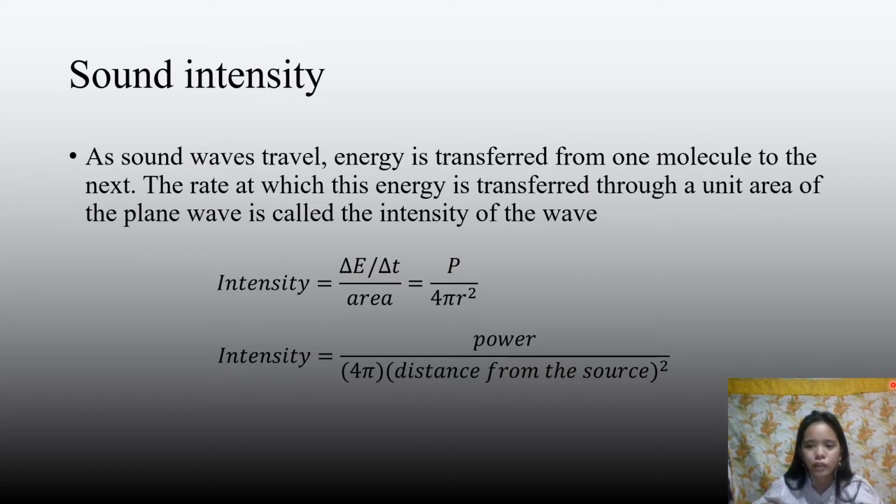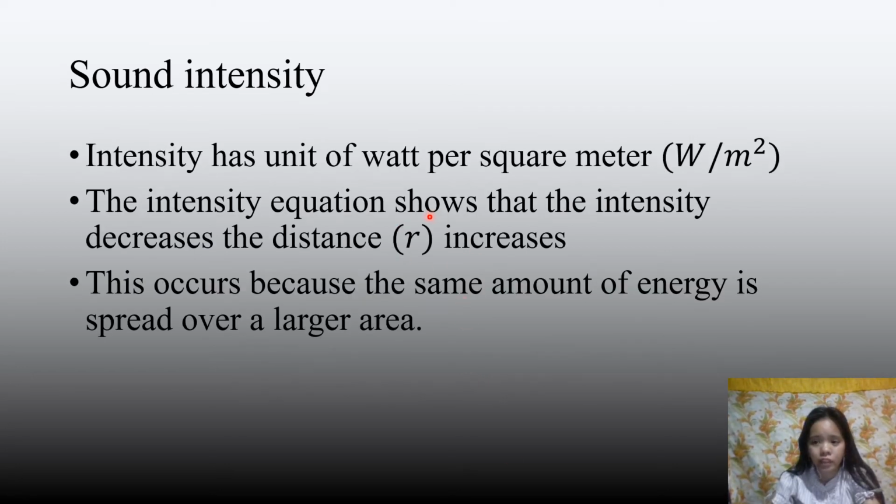The main reason we use 4 pi r squared is because the sound waves are spherical, and the surface area of a sphere is 4 pi r squared. The r here represents the distance from the source. Now the intensity has units of watts per meter squared. The intensity equation shows that the intensity decreases as the distance r increases. This occurs because the same amount of energy is spread over a larger area.